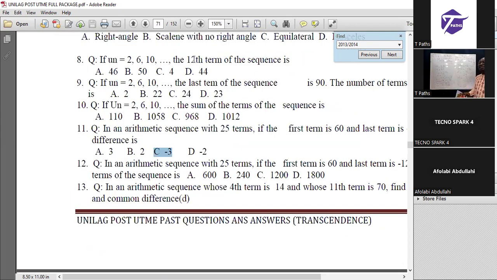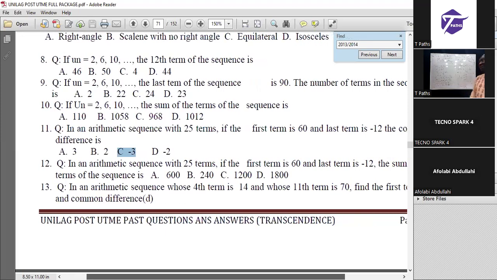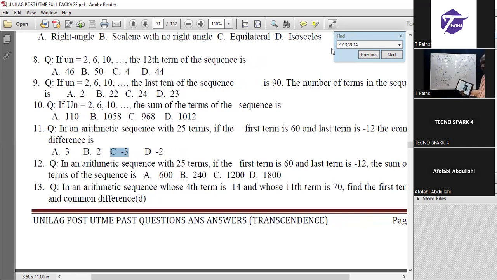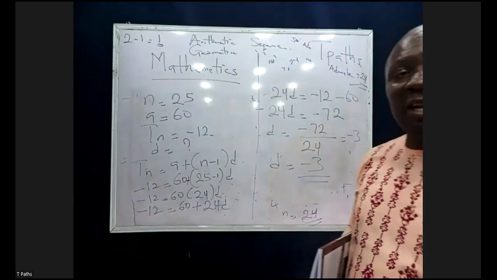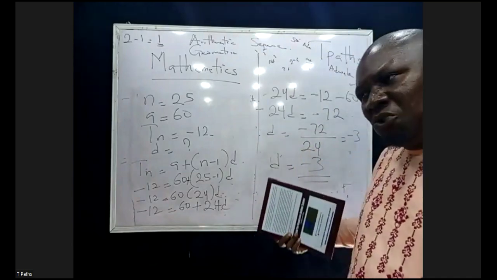You can see it's very, very simple. Sequence is one of the topics Unilag will always ask. In our next class, I'm going to go to the sum of arithmetic progression. After then, we'll go to geometric progression, to get the last term of a geometric progression and the sum of a geometric progression.